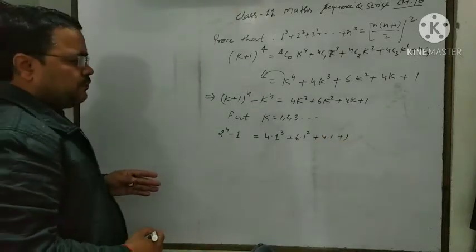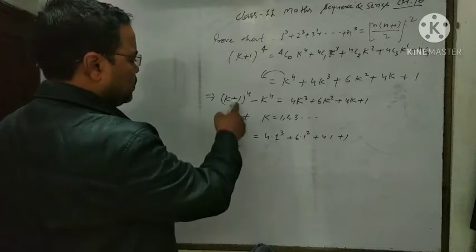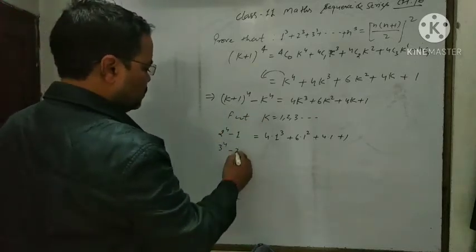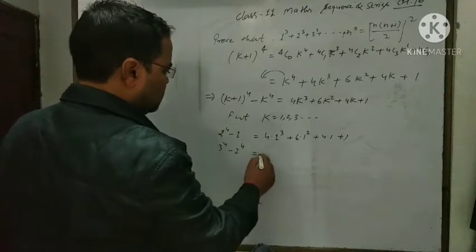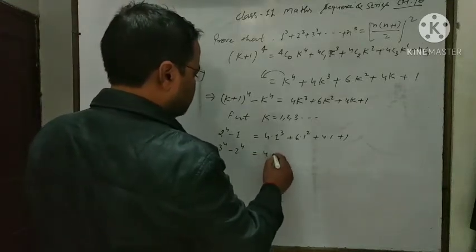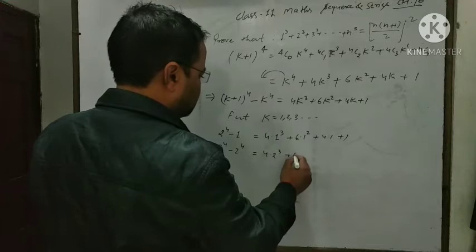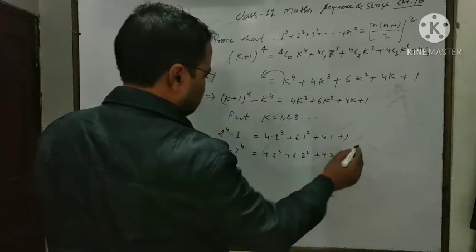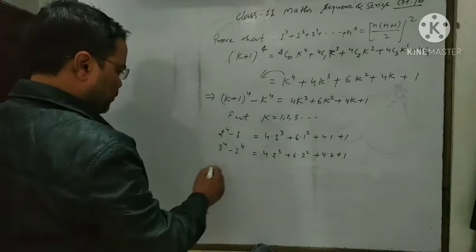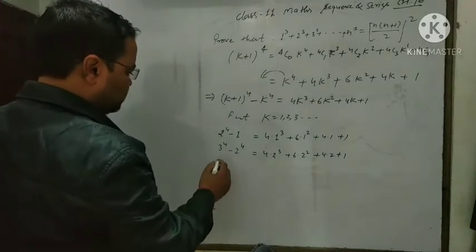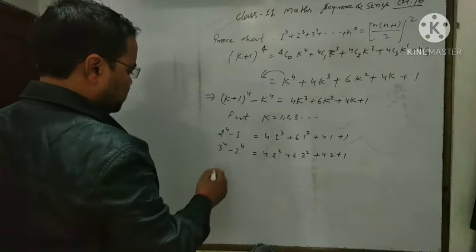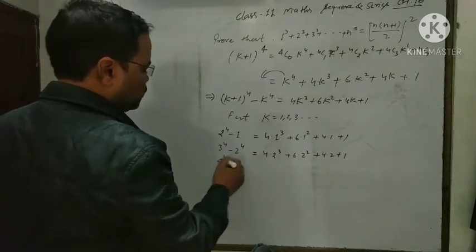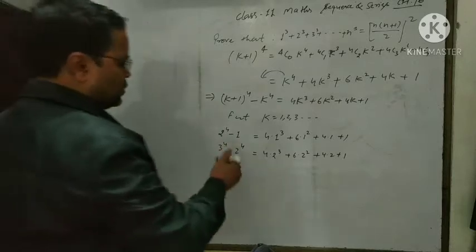Similarly, if we put k equal to 2, then 2 plus 1 will be 3, so 3 raised to the power 4 minus 2 raised to the power 4 is equal to 4 into 2 cube plus 6 into 2 square plus 4 into 2 plus 1. Similarly, if we put k equal to 3, then 3 plus 1 is equal to 4, so 4 raised to the power 4 minus 3 raised to the power 4. Why? Because k is equal to 3.